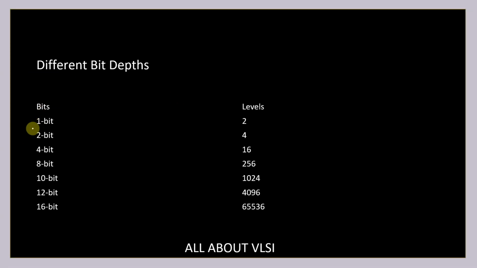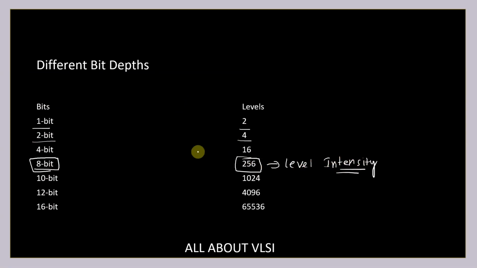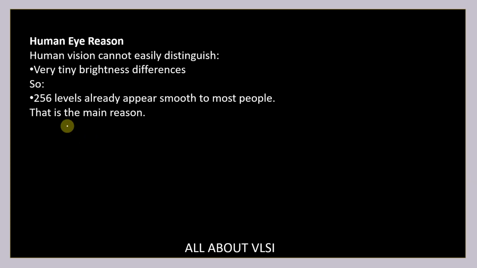And if I have only one bit, I have two levels. If I have two bits, I have four levels, and so on. If I have 8 bits, I have 256 levels. So these are 256 levels of intensity. Why especially 256, and why is each pixel represented using 8 bits? Let us try to understand.